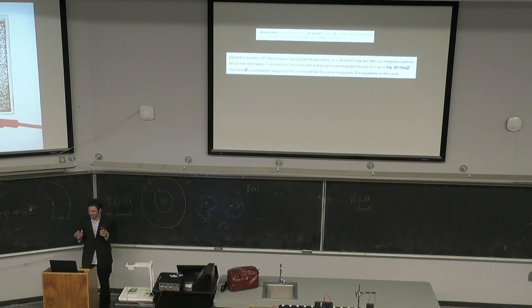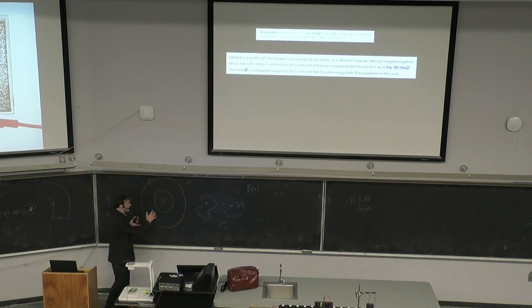So the first thing to think about is we've got cylindrical symmetry. So for Ampere's law, we can take our integration path to be a circle with radius r centered on the conductor and lying in a plane perpendicular to it. There's a little bit of a caveat here. When I did Ampere's law for the current carrying conductors, we're just assuming it's a very symmetrical cylinder. If I do Ampere's law for a cylinder where the current can actually move about a volume, that's a little bit different. That's a little bit more involved.